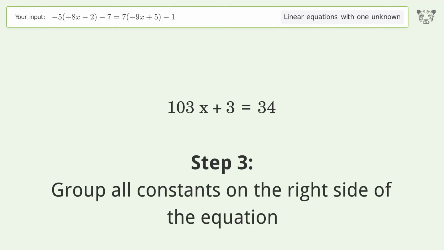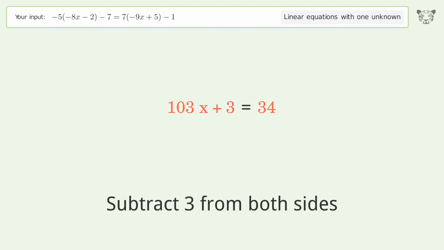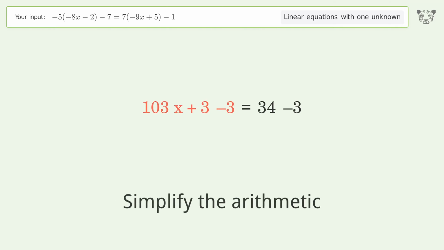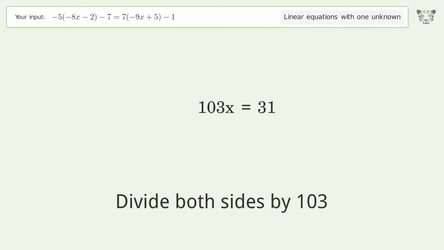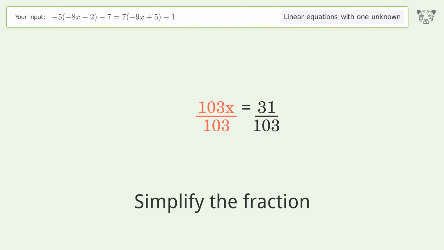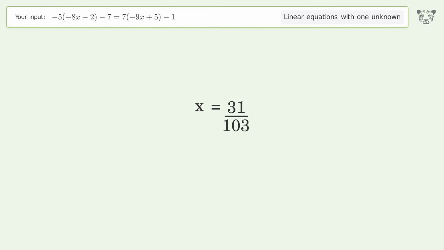Group all constants on the right side of the equation. Subtract 3 from both sides. Simplify the arithmetic. Isolate the k. Divide both sides by 103. Simplify the fraction. And so the final result is x equals 31 over 103.